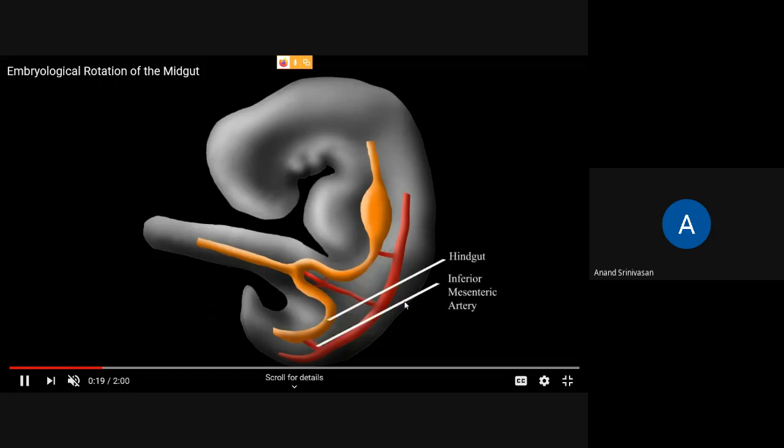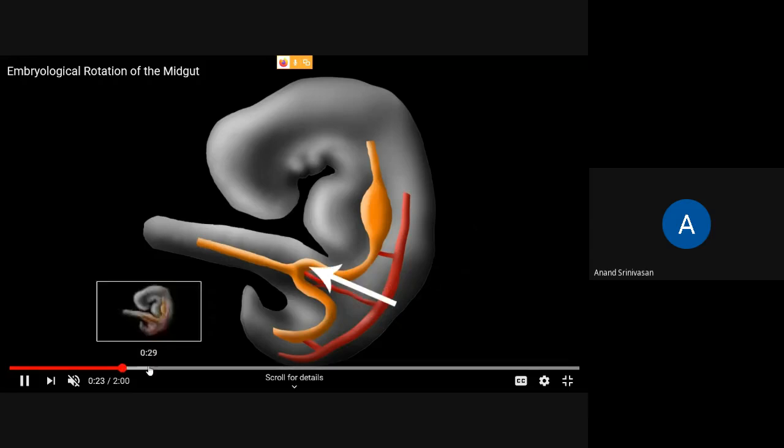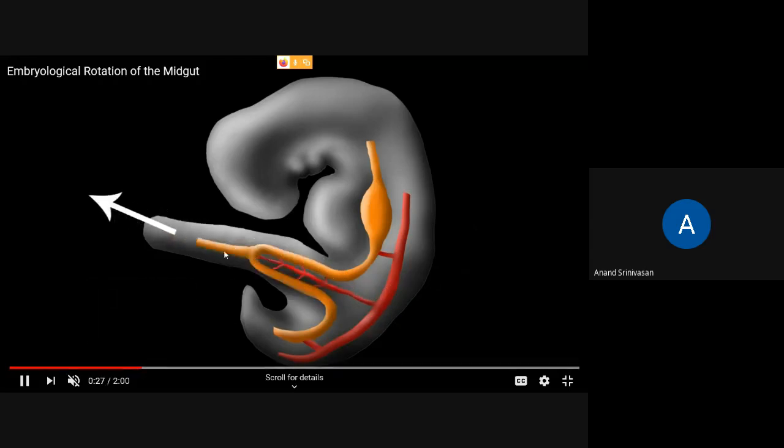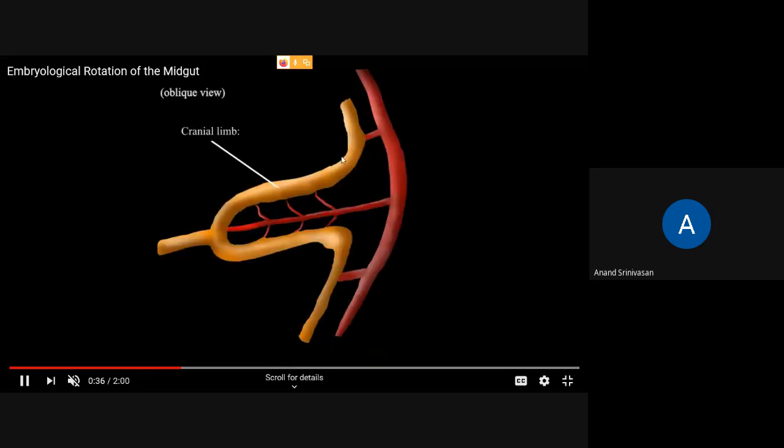So you know that the midgut is developing from the superior mesenteric artery. This is another animation which shows it. The vitellointestinal duct is connecting to the yolk sac. Initially the midgut is elongating along the developing umbilicus. This part is called the cranial limb, and this part is called the caudal limb.